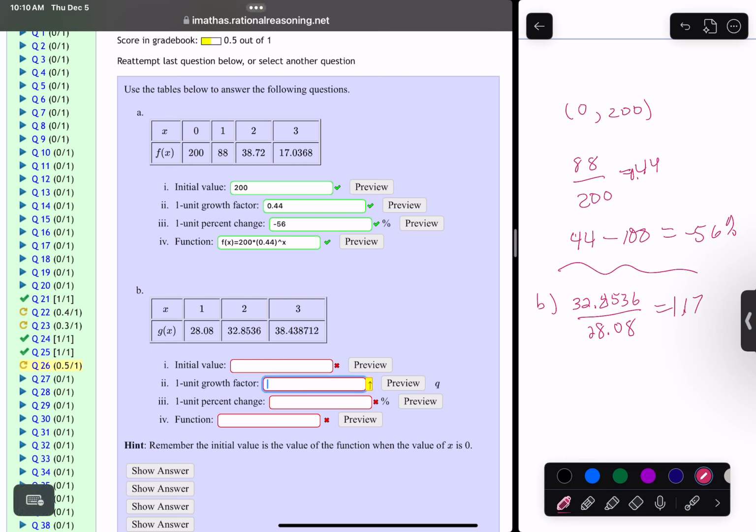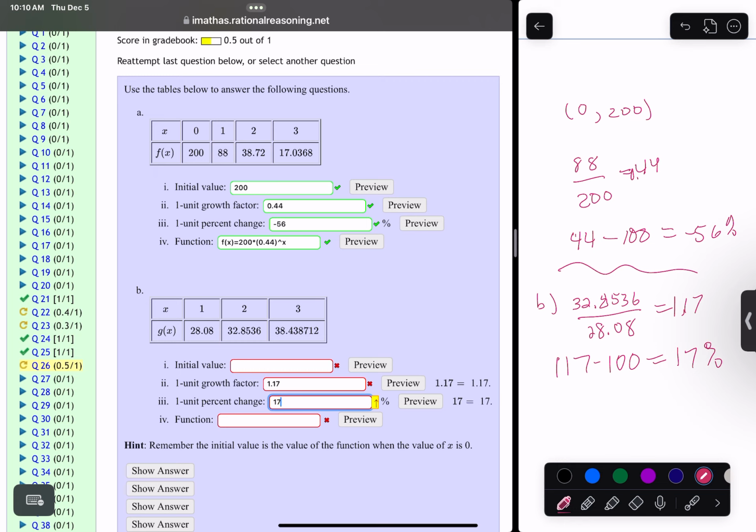And then, oh, I'm sorry. And that is just my growth factor. So how much did it change? You have to take off 100%. So 117 minus 100 is a positive change of 17%. That's the one we want a percentage, okay?